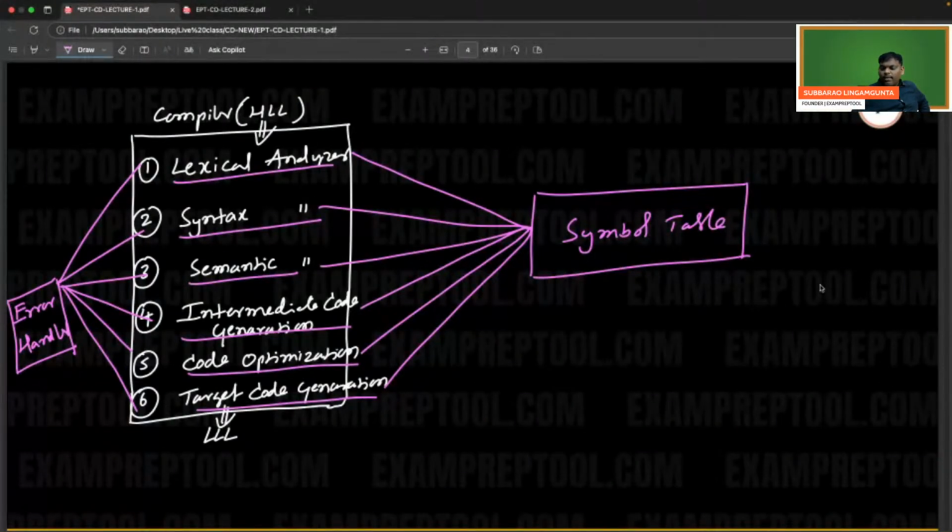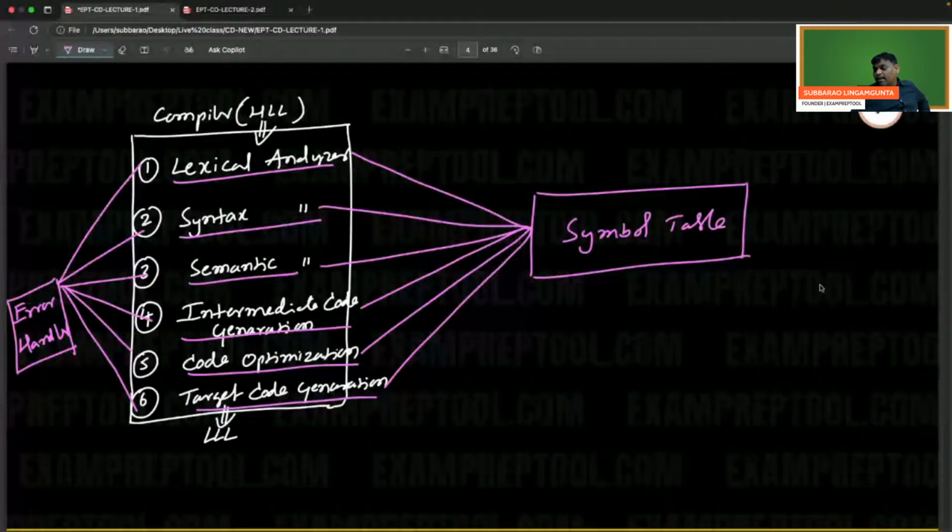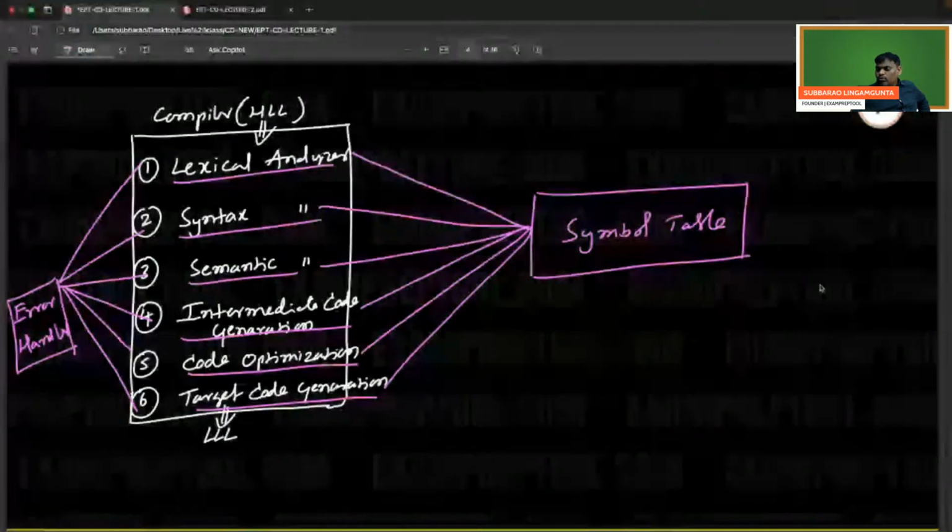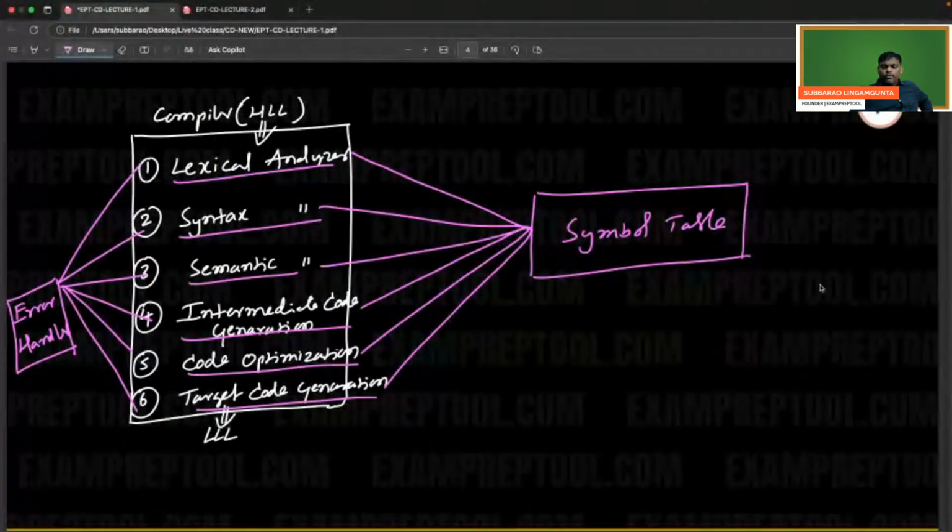So remember, compilation going on means these 6 functions are running: lexical, syntax, semantic, intermediate code generation, code optimization, target code generation. While doing these 6, anywhere there is any problem, inform the error handler. Anything you want to store, store in the symbol table. I hope everyone is comfortable.